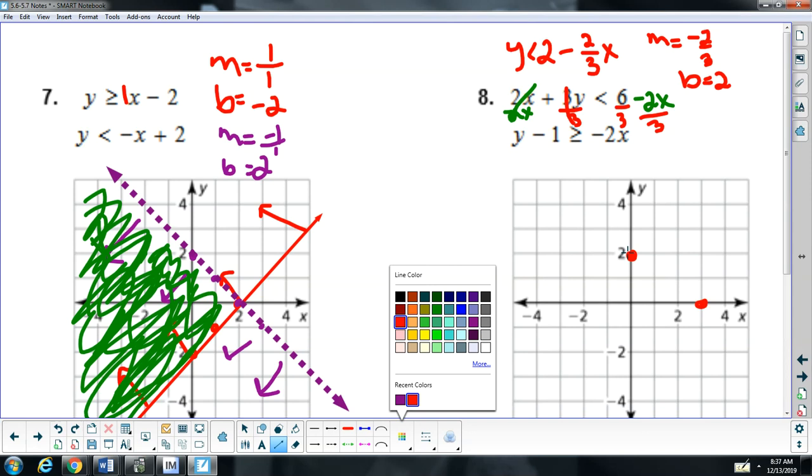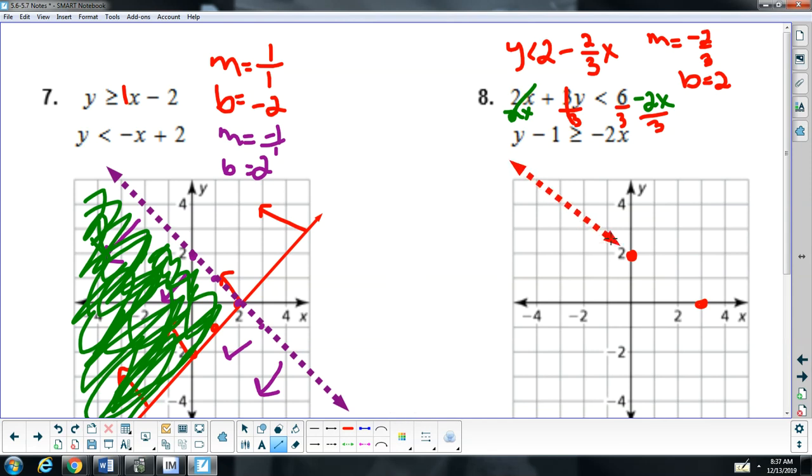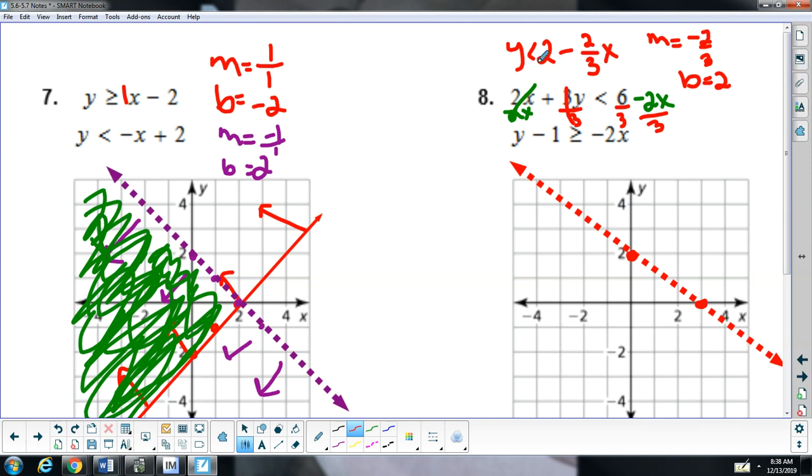So I'm going to draw my line. And then I would shade below this line, right? Because it's y is less than, so you should have shaded below the line.